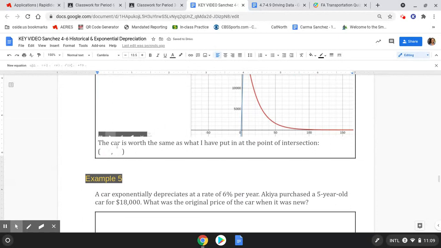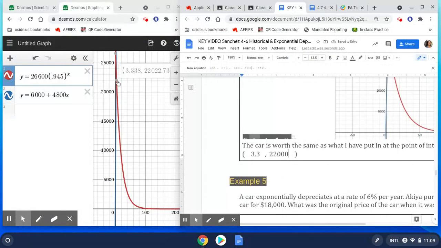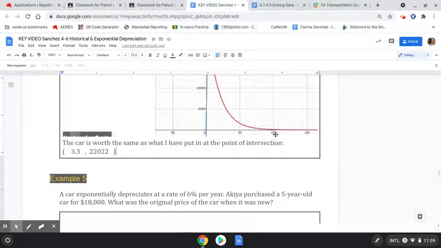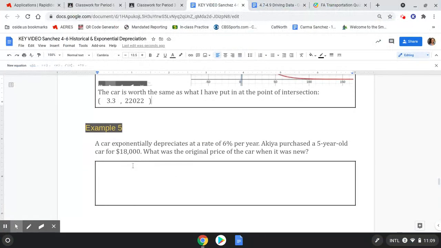All right. And so the car is worth the same as what I have put in at about 3.3 years. It's worth 22,000 or so. So where did I get that number again? Right here at this point of intersection, 3.3 and 22,022 is the value of the car. Okay, kind of cool to see. Takes a little bit over 3 years that how much I pay into the car is what it's actually worth. Interesting.